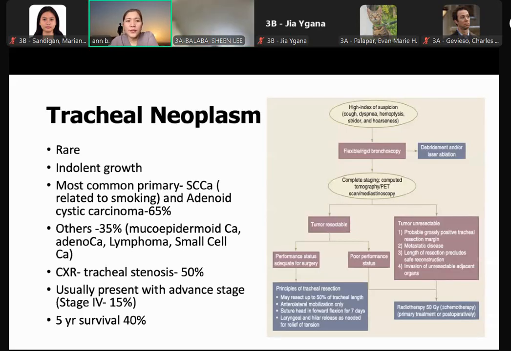If none, then we'll proceed with tracheal neoplasm. These are a rare type of tumor, but when you see one, mostly it is cancerous. They have an indolent growth. Most of these patients would present with, again, stridor or dyspnea. The most common primary is squamous cell carcinoma, which is related to smoking. When you have one, it is very aggressive, and mostly the patient comes in with stage 4 already.